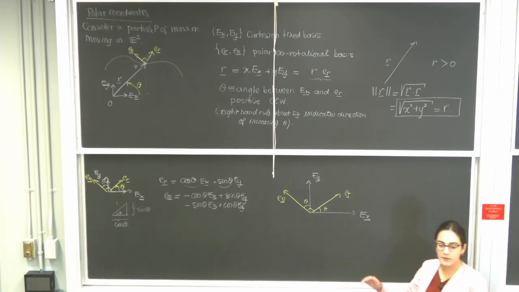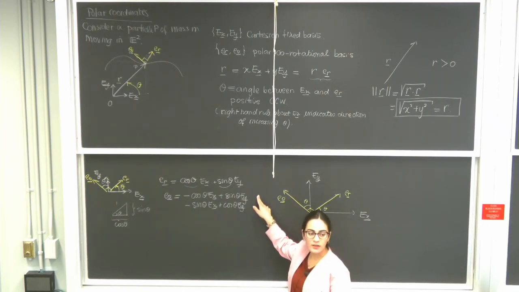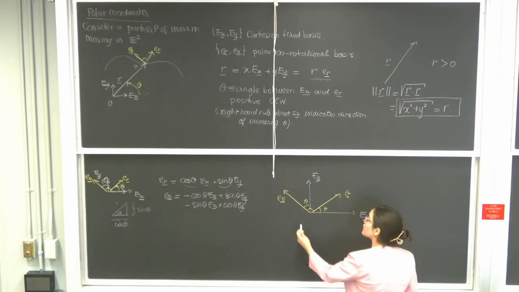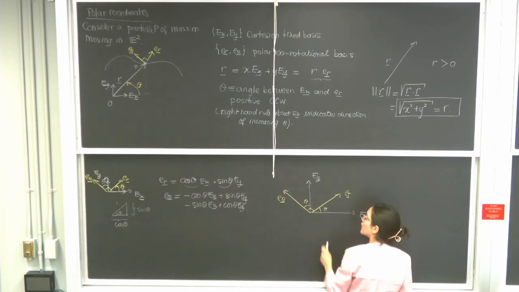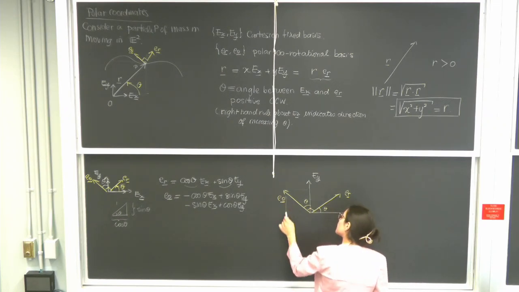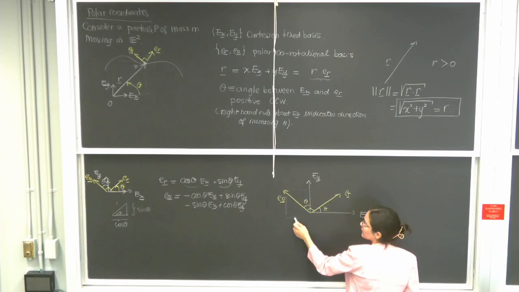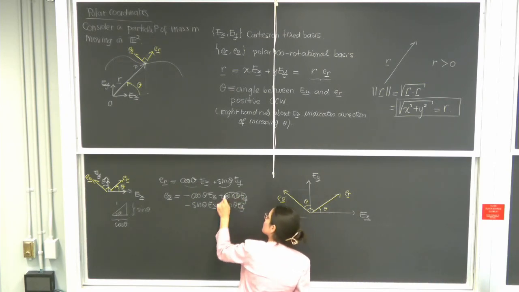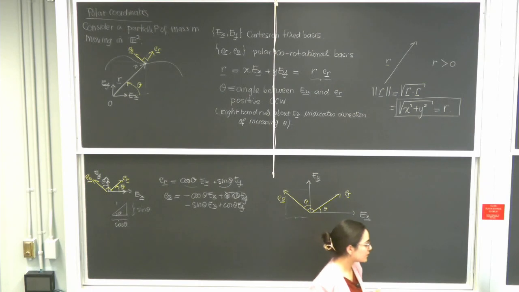Okay, so raise your hand if you think it's the first version. What about the second one? Okay, seems like we have a consensus. That's good. So yes, E theta has this component along EY, and that's equal to cosine theta. And this component along minus EX, and it's equal to sine theta. Okay? So it's the second.